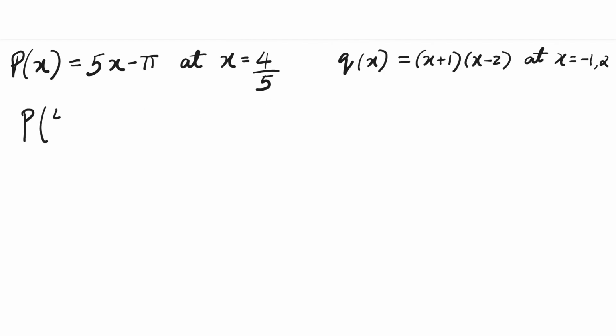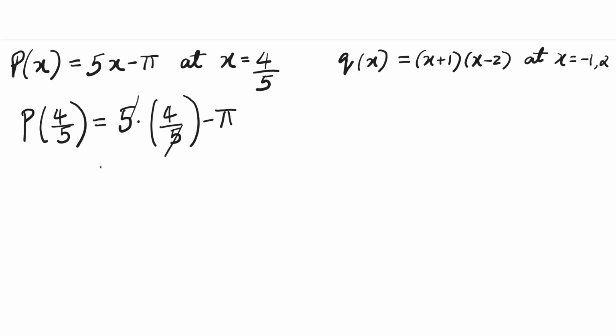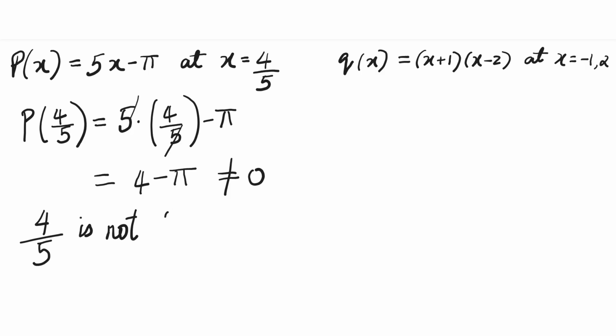So p of 4 over 5 will be equal to 5 times 4 over 5 minus pi. So this gets cancelled. We are left with 4 minus pi, which is not equal to 0. Hence, I conclude 4 over 5 is not a zero of the polynomial.